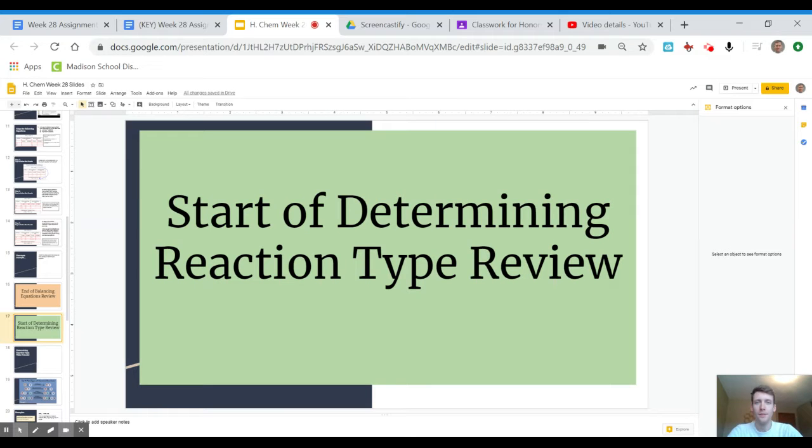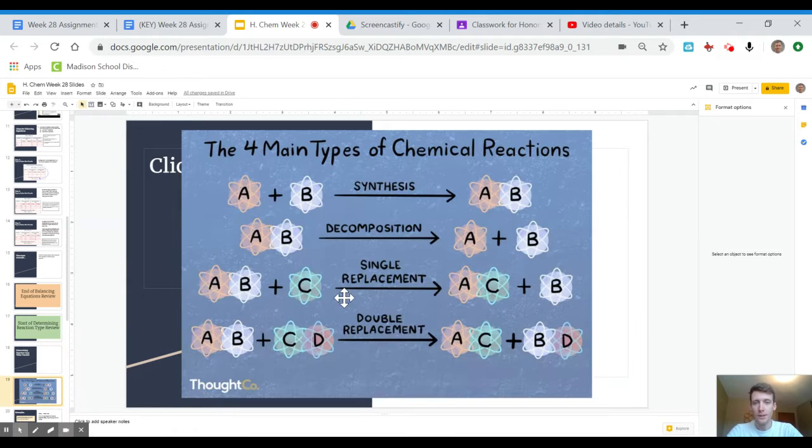Hey there, this is the video tutorial for determining the type of chemical reaction that's occurring. We are going to be dealing with four main types of chemical reactions: synthesis, decomposition, single replacement, and double replacement. This graphic is very useful. Keep referring back to this throughout the assignment.